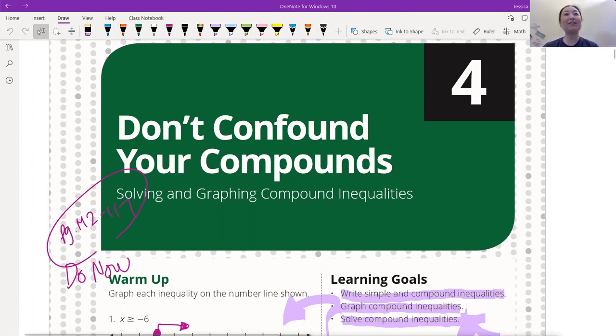But don't confound your compounds. Solving and graphing compound inequalities. So this is what we're going to learn. This is our last lesson before the test. Okay, right? Yes, right. We're going to be on page M2-117 right here.